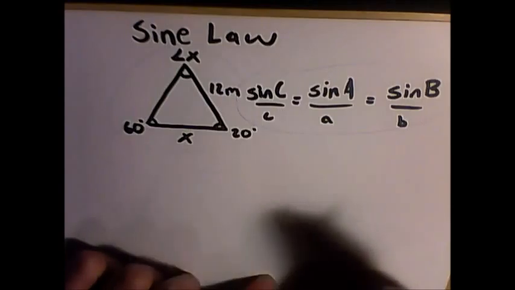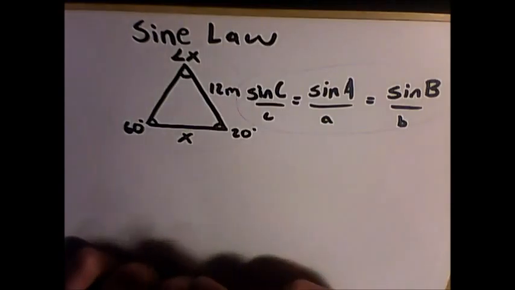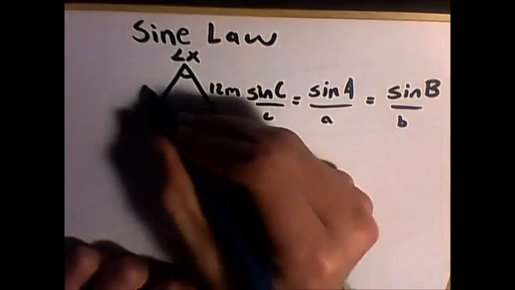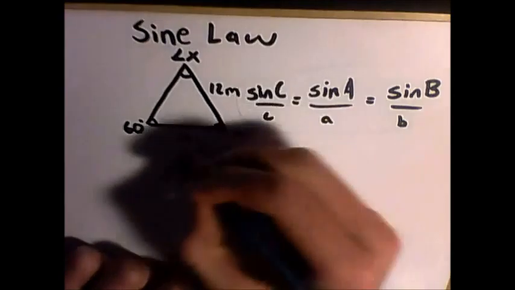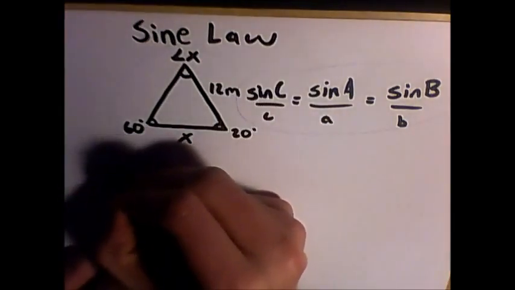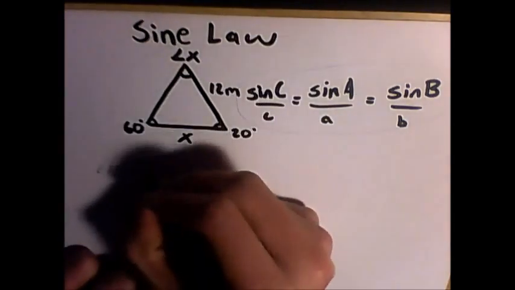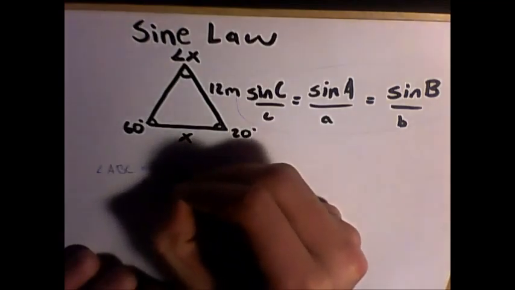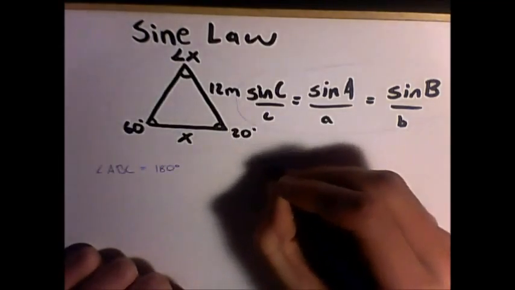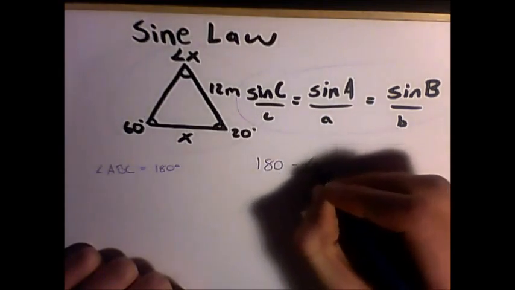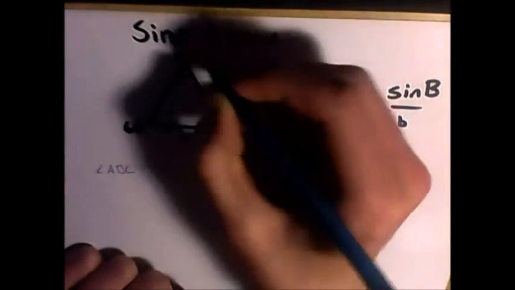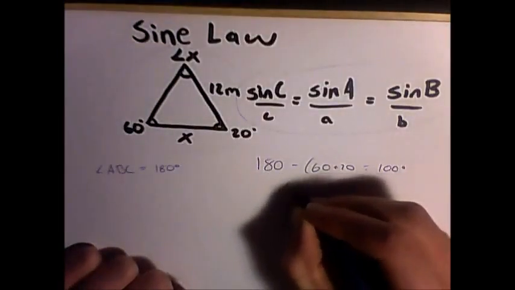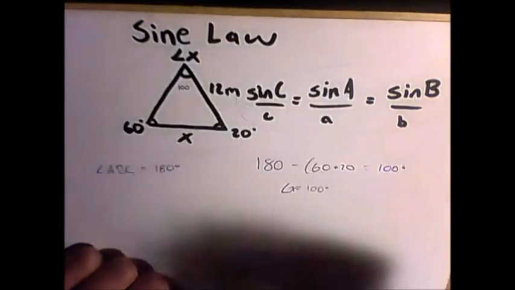Well, how do we do that? First of all, let's solve and complete the triangle. We have all these angles, right? And we know that all the angles of A, B, and C add up to 180 degrees. Knowing this, we can write out 180 degrees minus (60 plus 20) is equal to 100 degrees. So we know that angle x is equal to 100 degrees, and we can put this into our triangle.